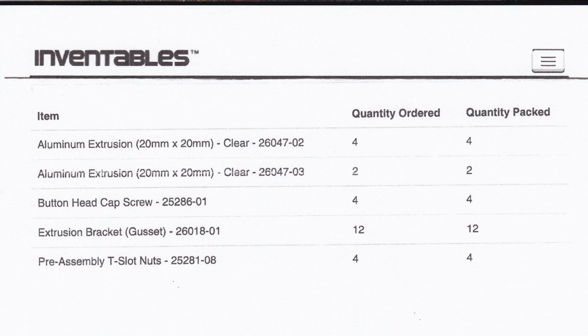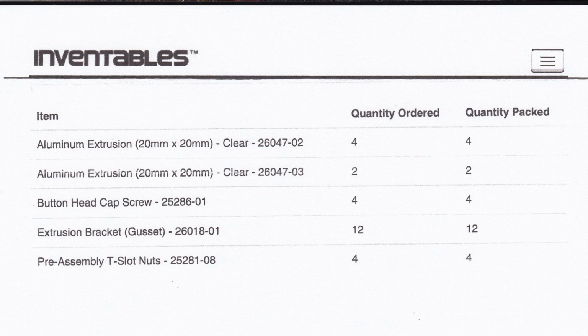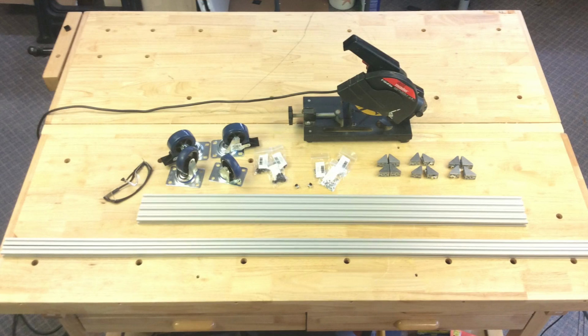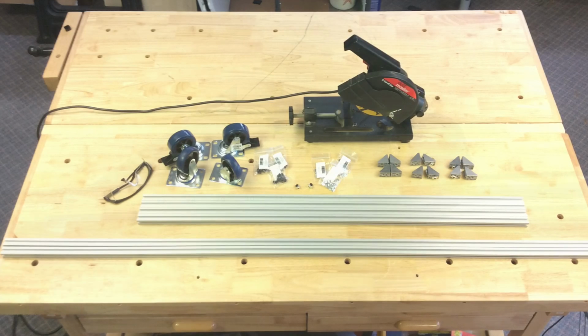And here's the pieces that I ordered. 4 pieces of the 1000mm extrusion, 2 pieces of the 1500mm extrusion, some buttonhead cap screws, some angle extrusion brackets, and some T-slot nuts. And here's the pieces all laid out, plus I got 4 casters for the base.